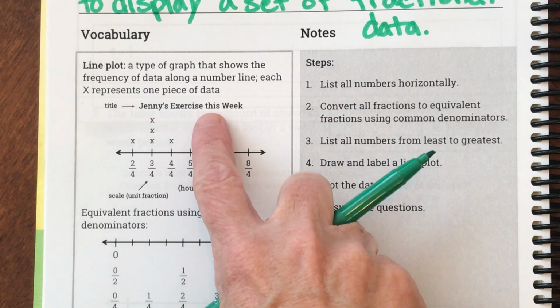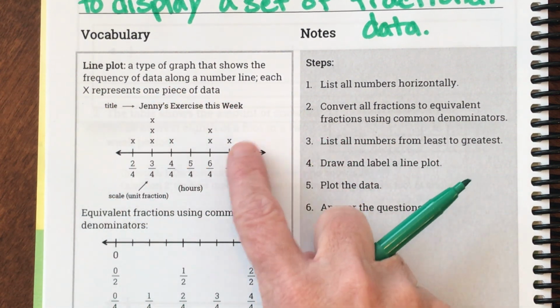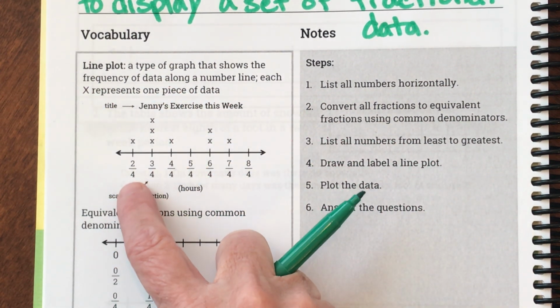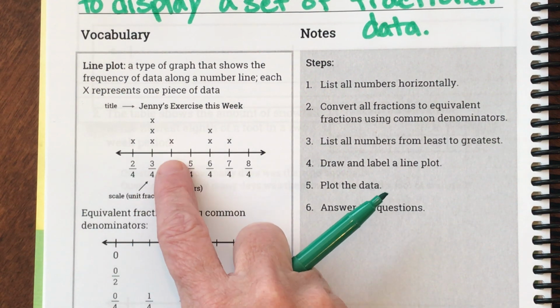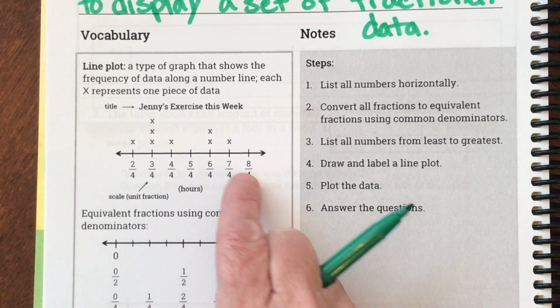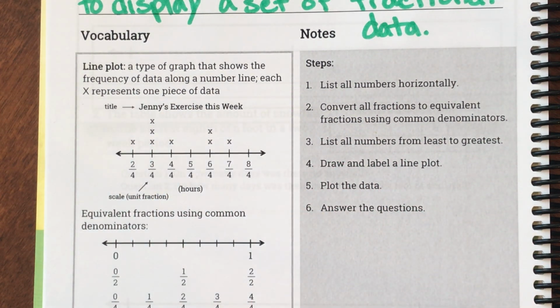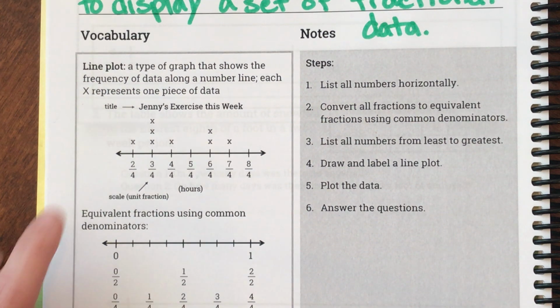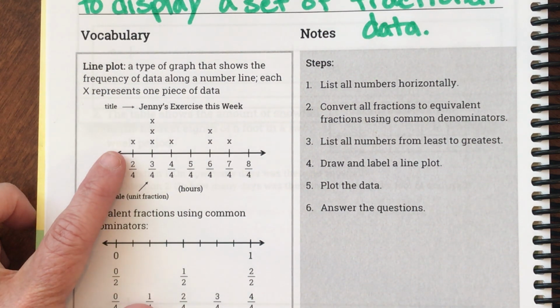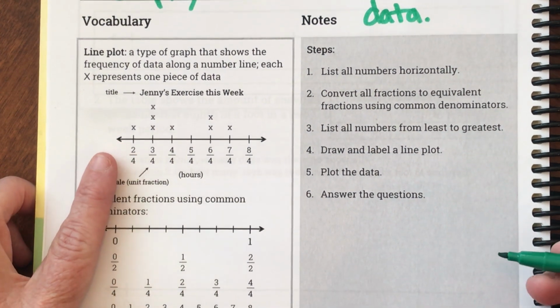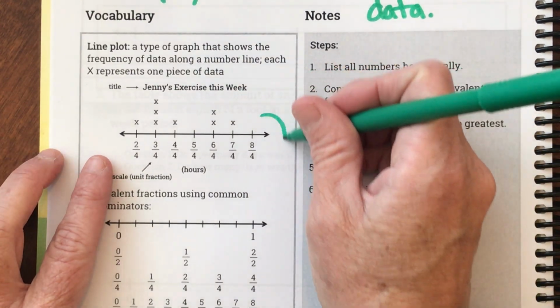So Jenny's exercise this week is our title. And then here's the hours. So 2/4 of an hour, 3/4, 4/4, 5/4, 6/4, 7/4, and 8/4. Okay. Each of these X's represents one time. So if we were to write out her data, there's only 1/2, and we're actually going to write this because I want you to see this. So we're going to put it down here.